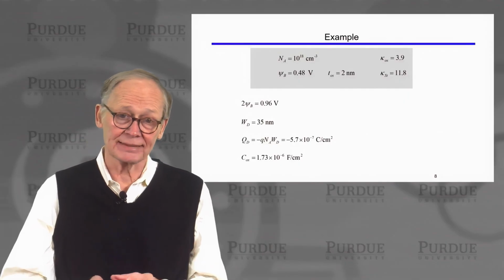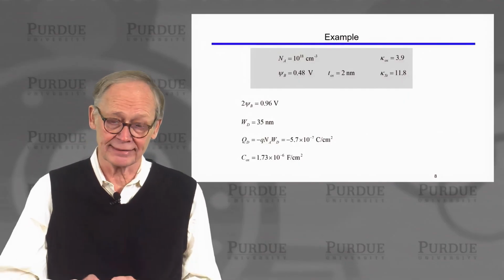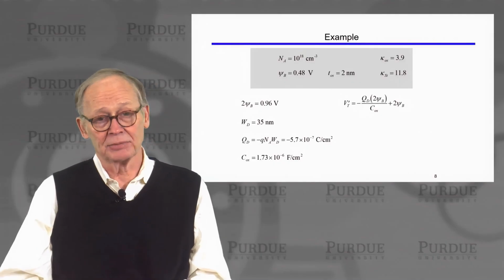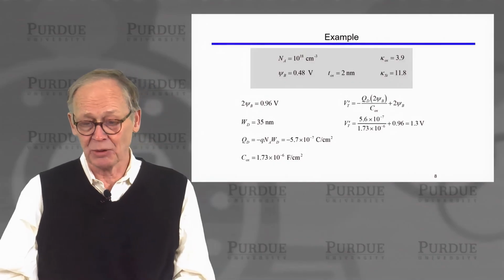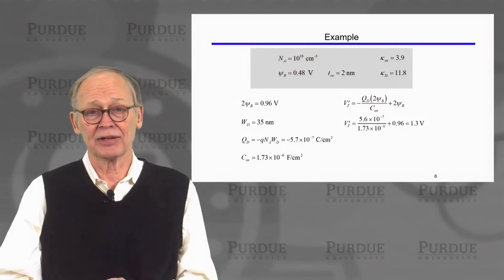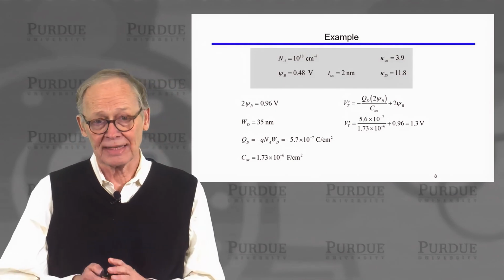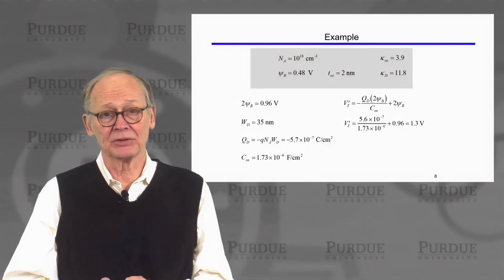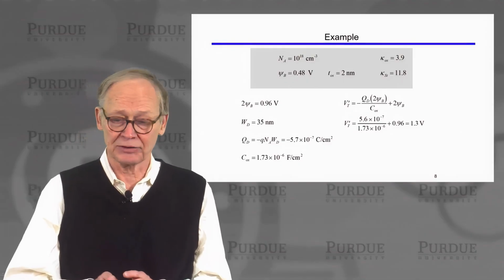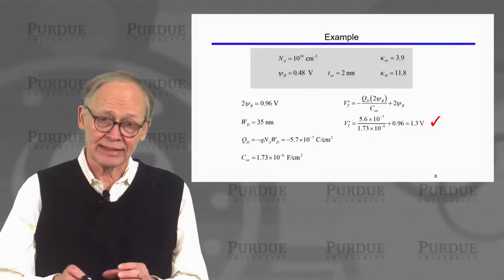We know the oxide capacitance because we know the oxide thickness and its dielectric constant. So we can put that all together and compute the threshold voltage for this MOS system, and we find that it is 1.3 volts. It takes 1.3 volts on the gate to bend the bands by 2 psi b and invert the semiconductor, and now we're at threshold. So we've done that calculation.